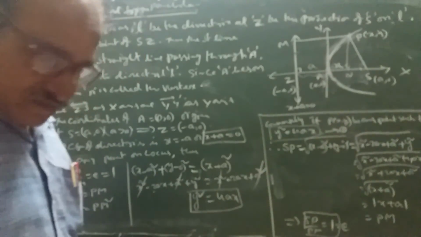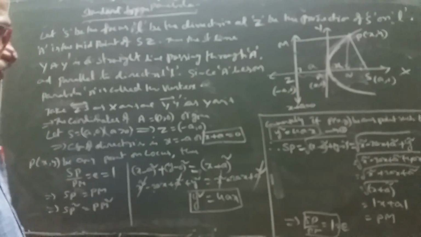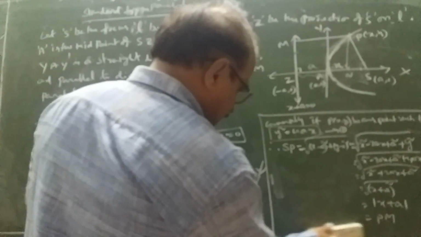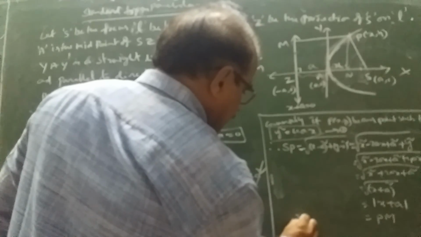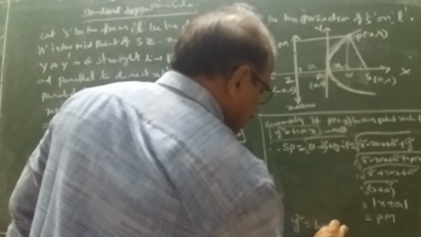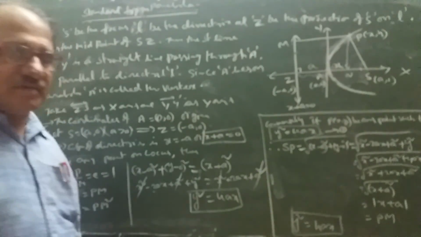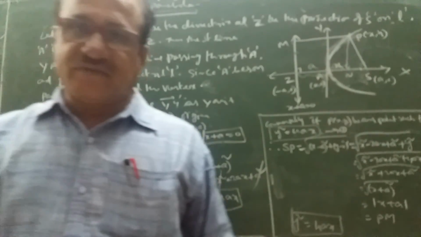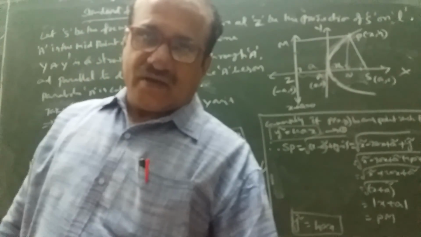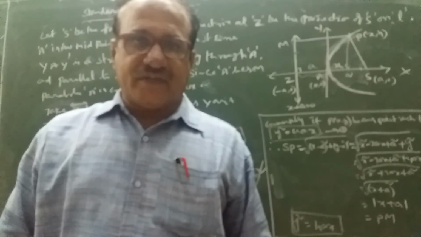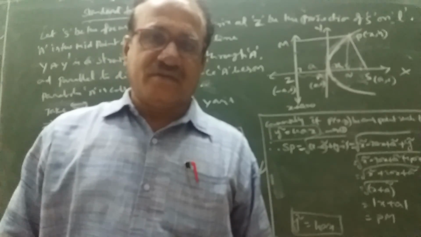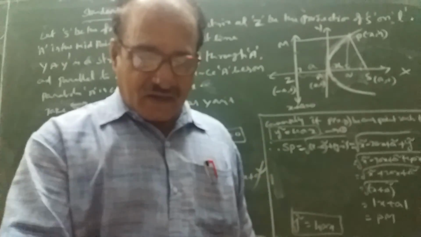Thus, the standard form of parabola may be taken as y square is equal to 4ax. It is a very, very important proof. You have to practice very well and then attempt it in the exam if it appears, if it occurs. Okay, best of luck.